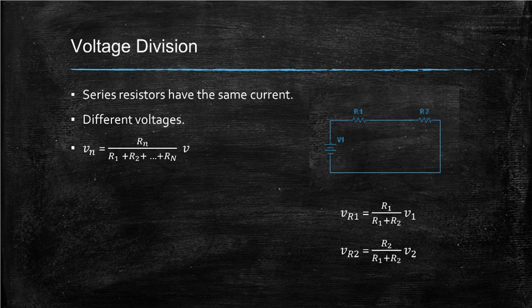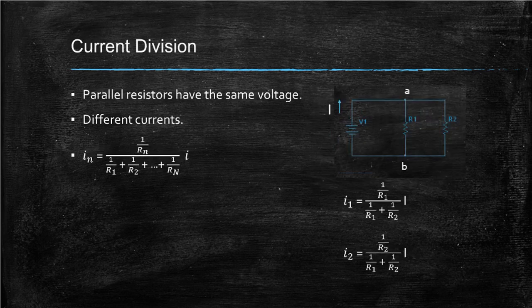V is the source voltage of the series resistors and uppercase N is the number of resistors. Rn and Vn represent the resistance and voltage of one of the resistors in series. In the circuit, the source voltage of the series resistors is V1. Using that and the voltage division equation, we can find the individual voltages.